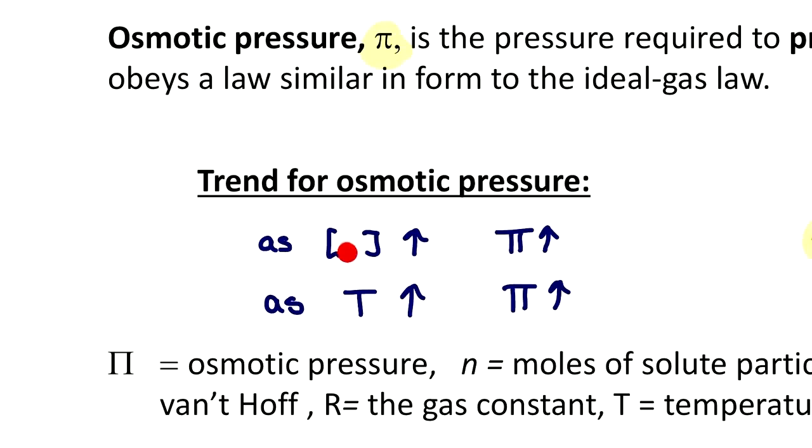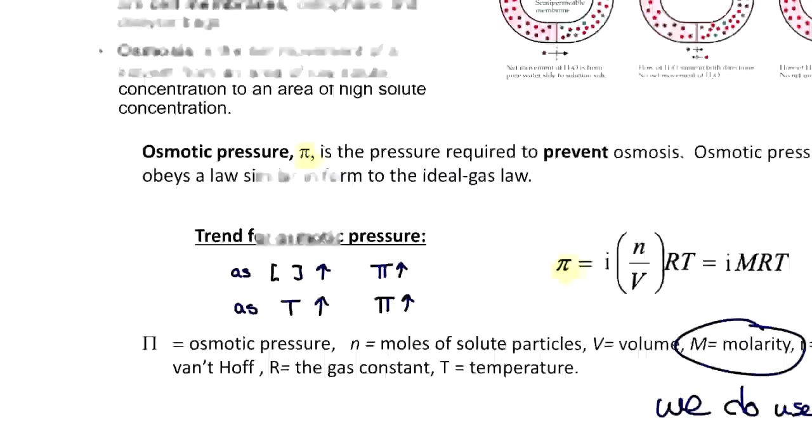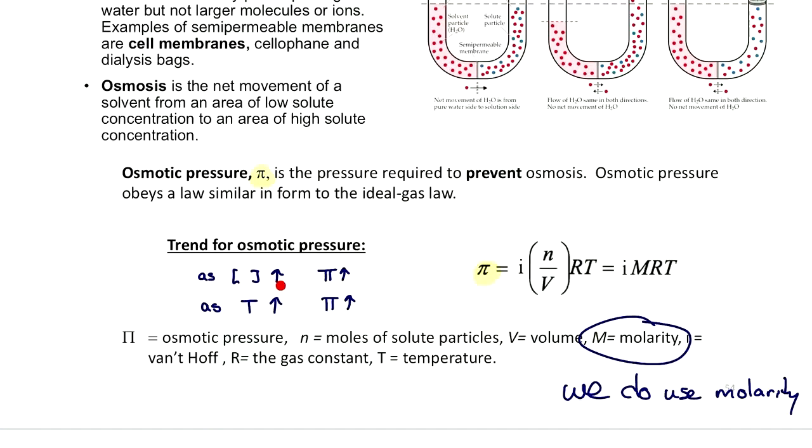So the trend is for osmotic pressure. This is the symbol for osmotic pressure, it's pi. As your concentration of salt increases, osmotic pressure increases. Also as temperature increases, osmotic pressure increases. We can see that from the equation for osmotic pressure, which if you squint your eyes, is actually just PV = nRT. It's just PV = nRT rearranged, because osmotic pressure is a pressure unit.